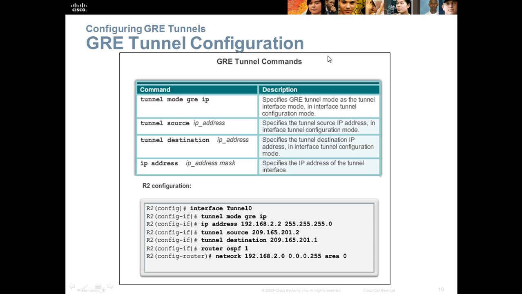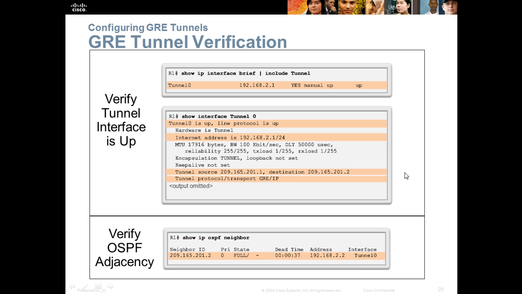These are the basic GRE tunnel commands. Tunnel mode GRE IP specifies the GRE tunnel mode as the tunnel interface mode in interface tunnel configuration mode. Tunnel source, then IP address, specifies the tunnel source IP address in interface tunnel configuration mode. Tunnel destination and then IP address specifies the tunnel destination IP address in interface tunnel configuration mode. IP address and then IP address mask specify the IP address of the tunnel interface.